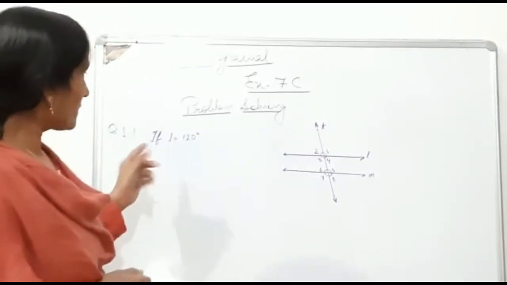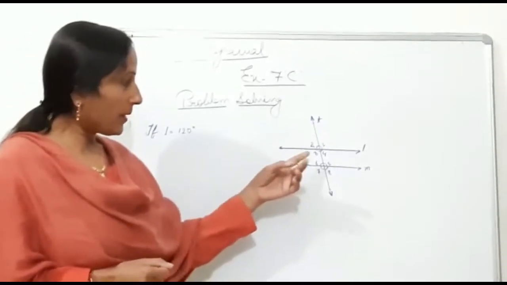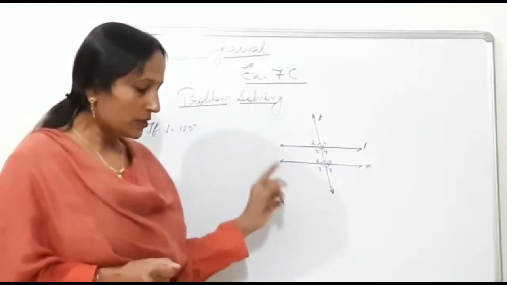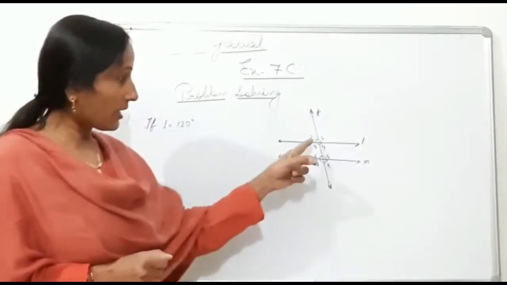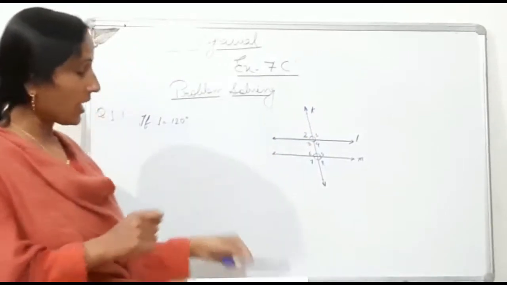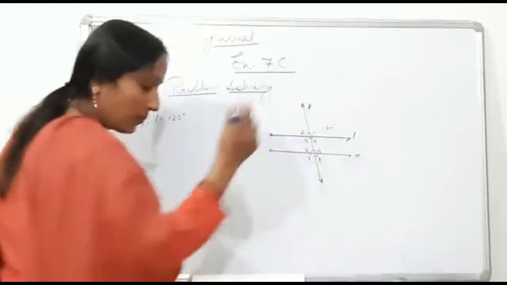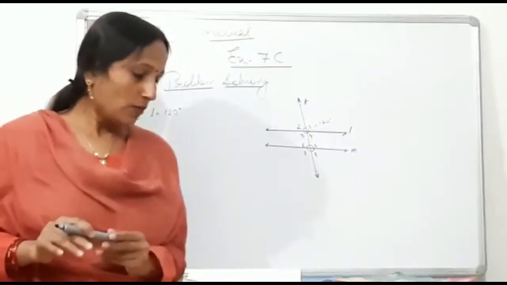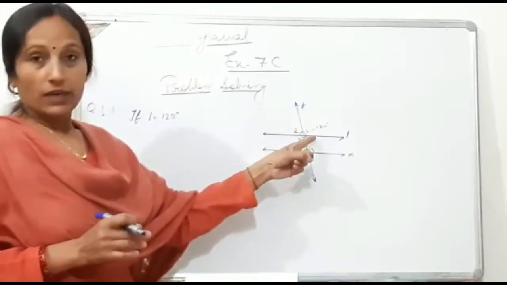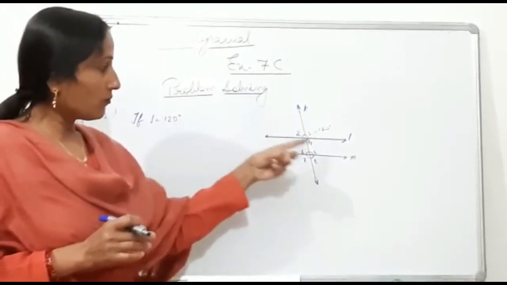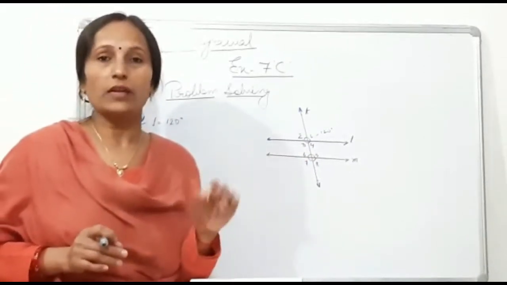So question number 1 says that in the given figure L parallel to M and a transversal T cuts them. If angle 1 is equal to 120 degree, then find the measure of each of the remaining marked angles. So we know only angle 1, it is 120 degree. Rest 2, 3, 4, 5, 6, 7, 8 all angles measurement we have to find out.